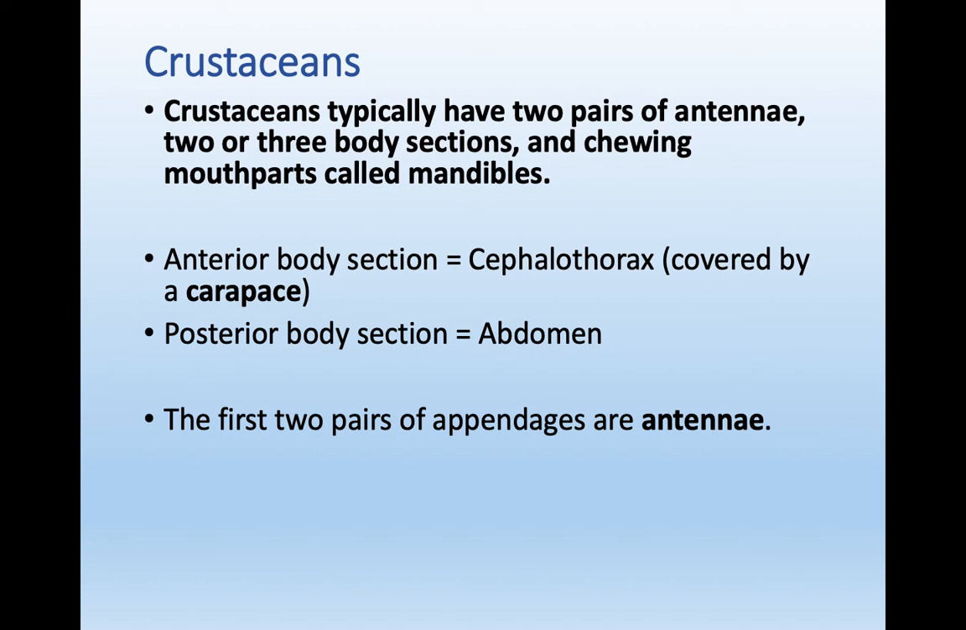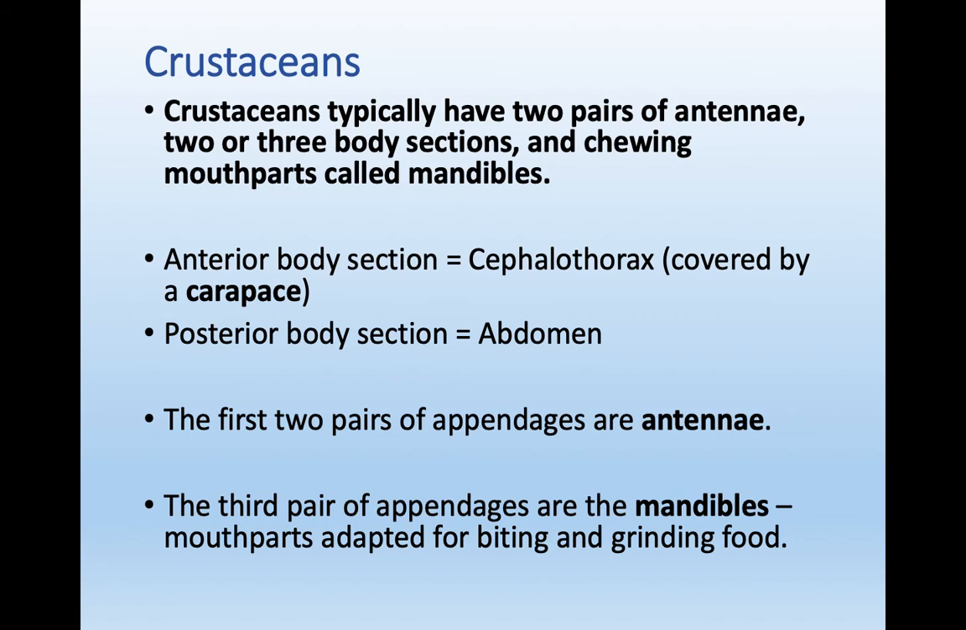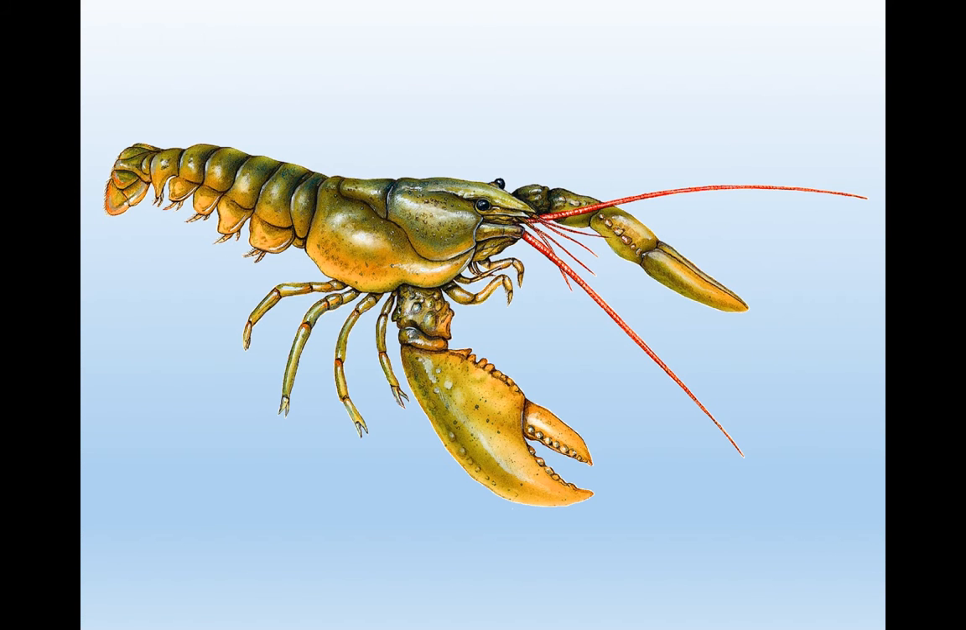But the first two pairs of appendages are antennae, and then the third pair of appendages are mandibles, and these are their mouth parts that are specifically adapted for biting and grinding their food up. Sometimes gills are also attached to the appendages associated with the cephalothorax as well. You might find gills, depending on, again, the crustacean we're looking at. Okay, so you should have this diagram. Let's add these labels in. And so let's start with the body segments.